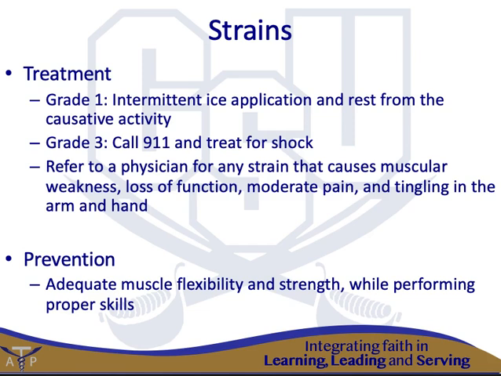For treatment, it's a little different between the grades, but grade 1, we want to continue to ice and rest and eliminate any activity that causes the athlete pain or recurring of symptoms. Grade 3, we want to make sure that we call 911, treat for shock, depending on if the athlete's in shock or not, and then refer to a physician for any strain that causes muscular weakness, loss of function, moderate pain, and neurological symptoms including tingling, numbness within the arm or hand, because there can be something more going on than just a muscle strain in that situation. For prevention, we want to make sure that we have adequate muscle flexibility and strength and perform our skills properly.